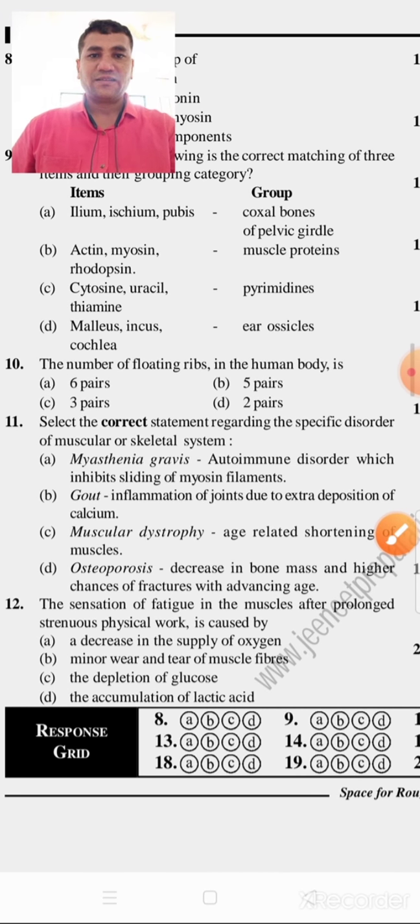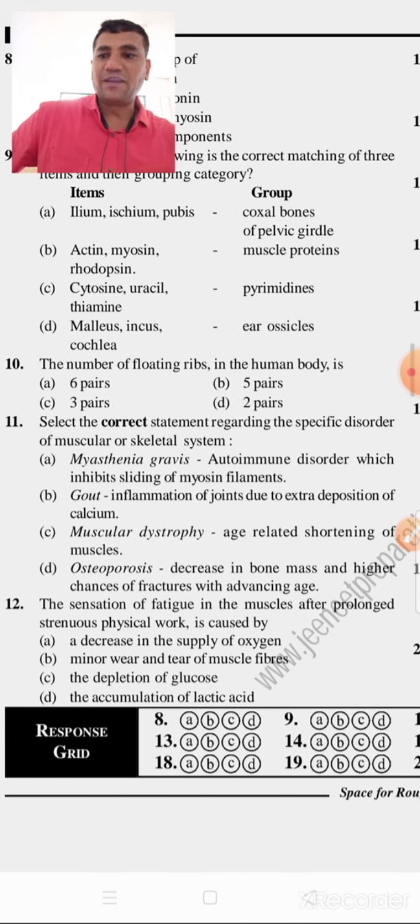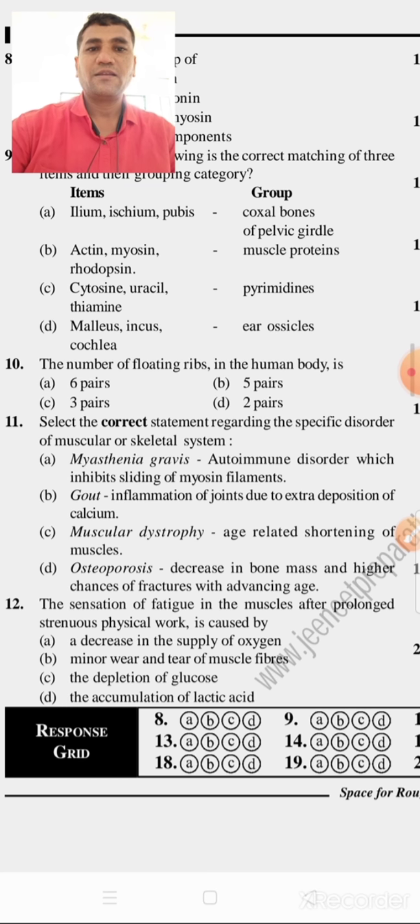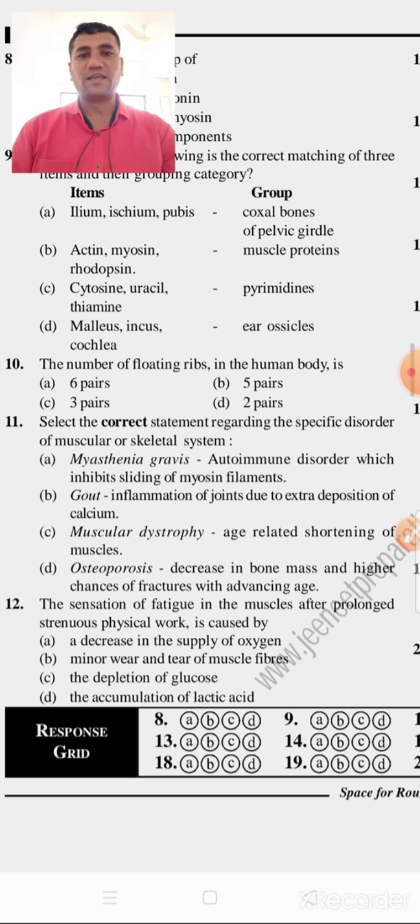Select the correct statement regarding the specific disorder of muscular or skeletal system. Myasthenia gravis is an autoimmune disorder which inhibits sliding of myosin. The muscles will remain in the contracted state only.